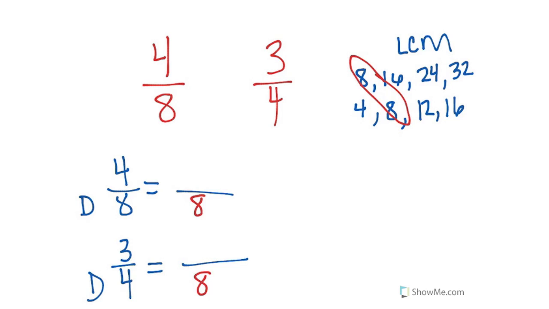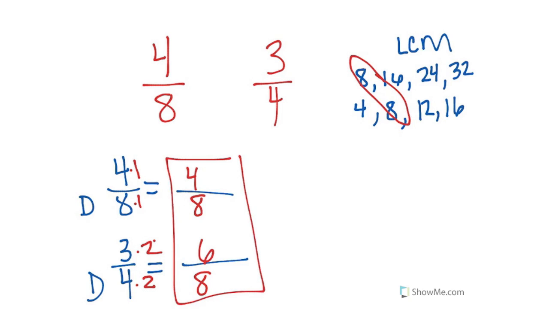All right, let's focus on our work now. 4 times 2 is 8. 3 times 2 is 6. What you do to the bottom, you must do to the top. The other fraction is going to stay the same because the denominator is already 8. 8 times 1 is 8. What you do to the bottom, you must do to the top. 4 times 1 is 4.